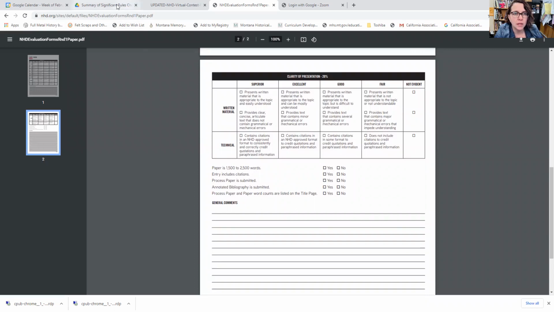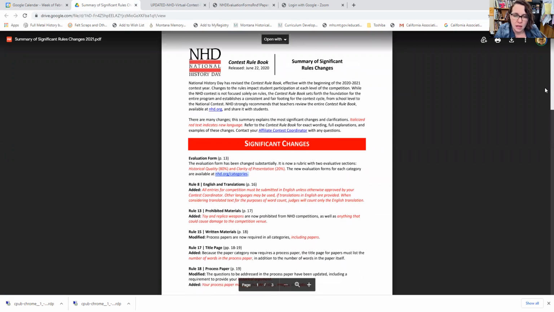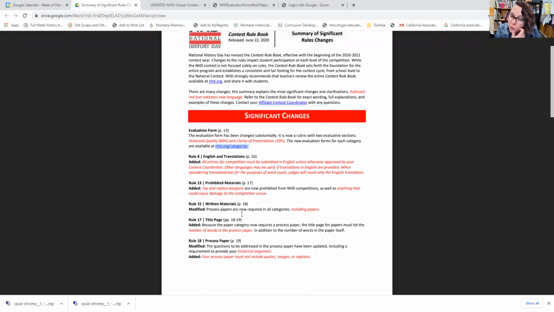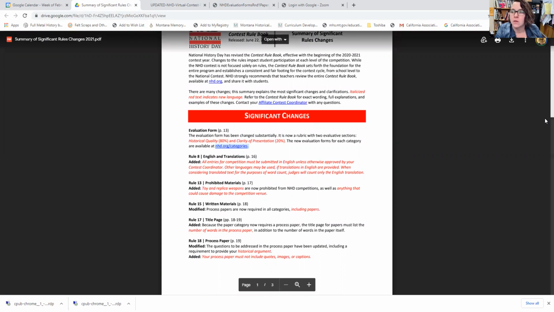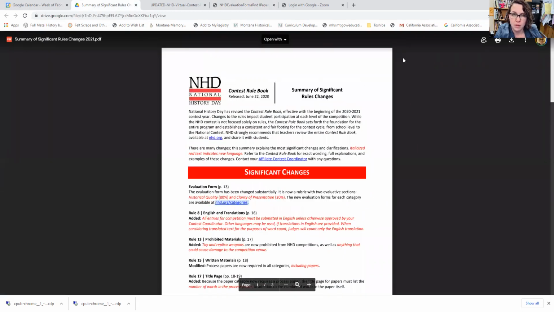I'm also going to link this to you, which is the summary of significant rule changes. I think the biggest rule change is Rule 15: process papers are now required in all categories, including papers. So that's where I goofed. But if you do get papers with process papers on them, great. And a process paper, for those of you who haven't done this before, is their little introduction to their project about why they chose what they did and who did what work and why it was hard or not.